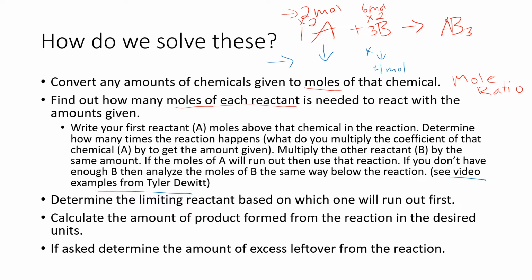Now we're going to determine the limiting reactant based on which one will run out first. It's always good to list your limiting reactant and your excess. Sometimes they ask which one is limiting and which one is excess, so it's always good to practice writing those out so that no matter what, you've identified them and it's very clear. Then we're going to calculate the amount of product formed from the reaction, in its desired units, based on the limiting reactant.